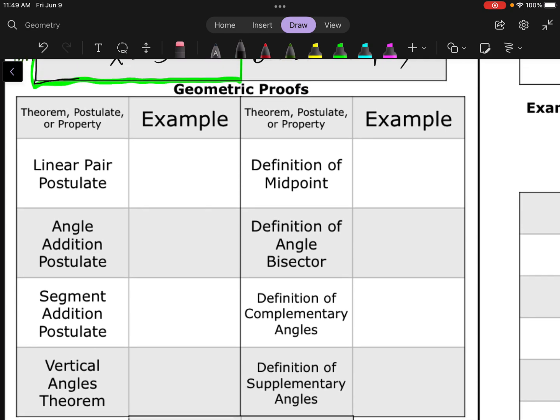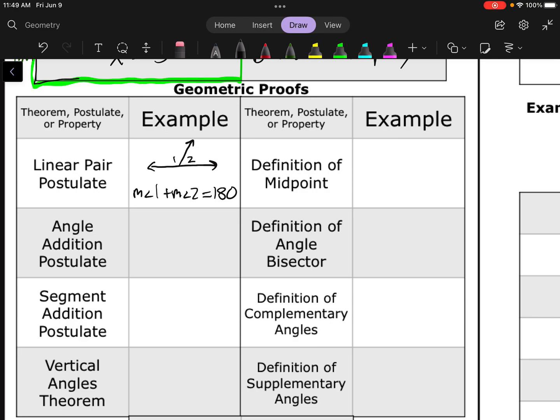Okay, so our first one is the linear pair postulate. The linear pair postulate says that if you see a linear pair, so remember a linear pair is two adjacent supplementary angles, like these, then you could say that the measure of angle 1 plus the measure of angle 2 must be equal to 180. So if you see a linear pair, you can use the linear pair postulate as a reason as to why those two angles must add up to be 180.